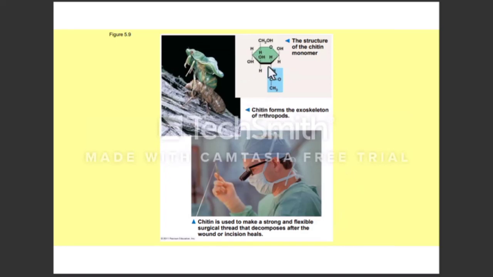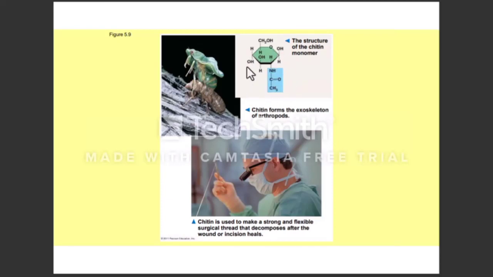So this, for example, is the structure of chitin. Not very important. As you see here, the surgical threads that we use in the hospital are made up of chitin. Why? Because this chitin has a property. It has a property of dissolving, of being used by our own body.